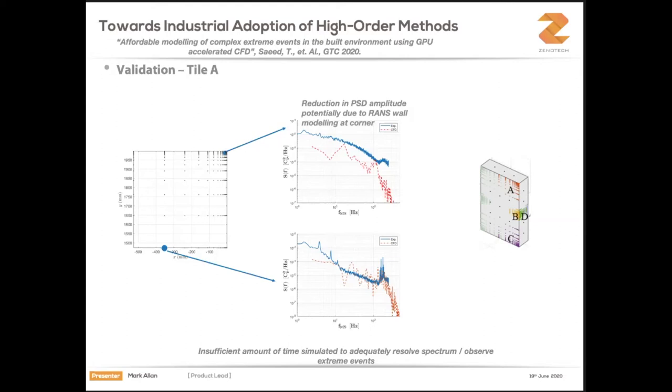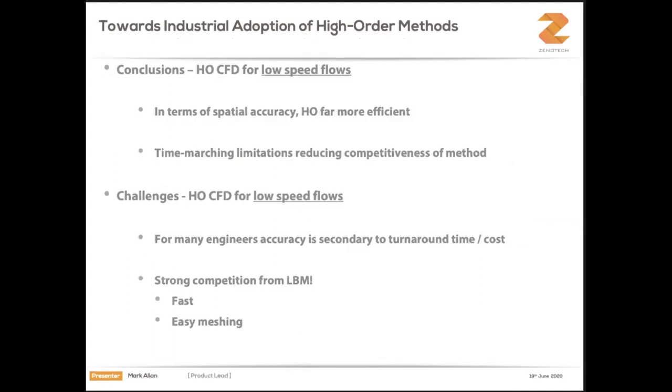Closer to the corner, we can see that the power spectral density seems to be shifted down quite a bit, and I suspect that may well be due to the RANS modelling. It was probably in RANS mode at that point, and we didn't really pick up the fluctuations sufficiently well. But to try and summarise our experiences so far, and this is caveated for it being low-speed flow using a compressible flow solver: in terms of spatial accuracy, of course, high-order methods are far, far more efficient. However, for us, time marching is the limitation which is reducing the competitiveness of this method. Again, that's caveated with the fact that this is for low-speed flow only.